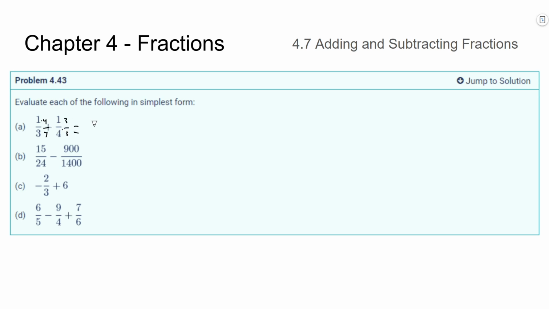So that's going to be 4 over 12 plus 3 over 12. All right, that seems to work out. And that's going to be 7 over 12.